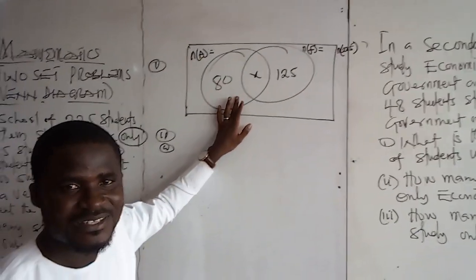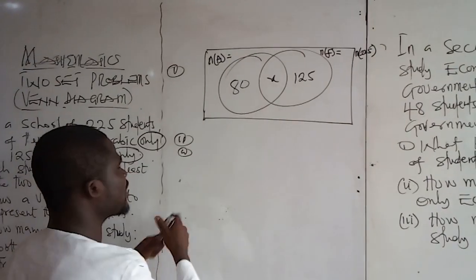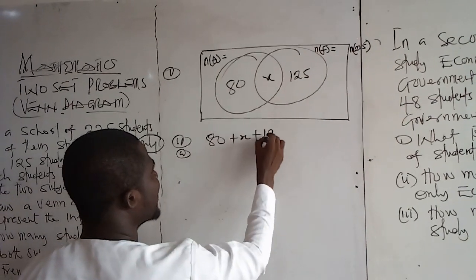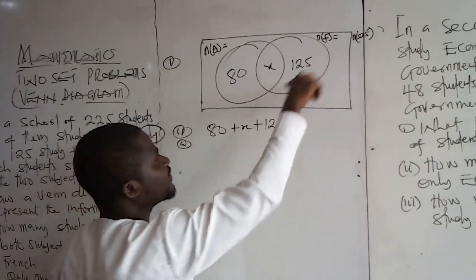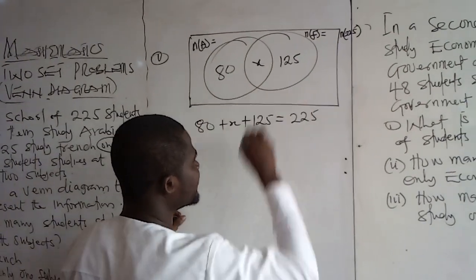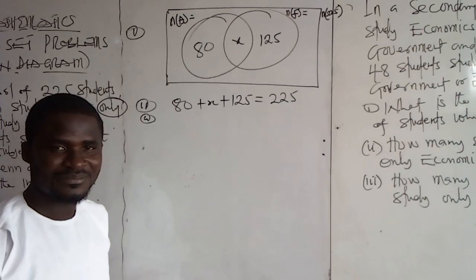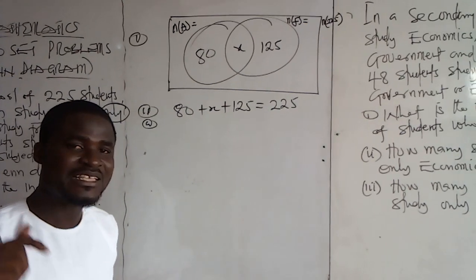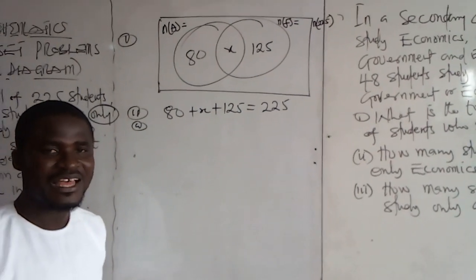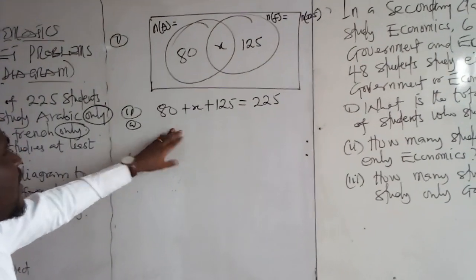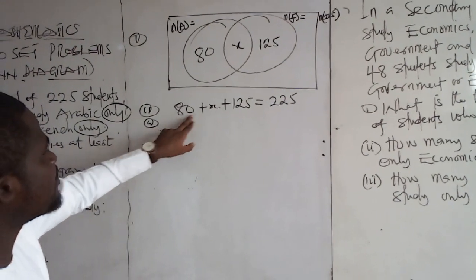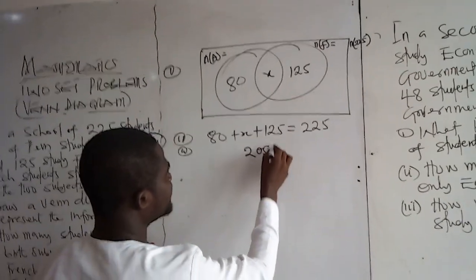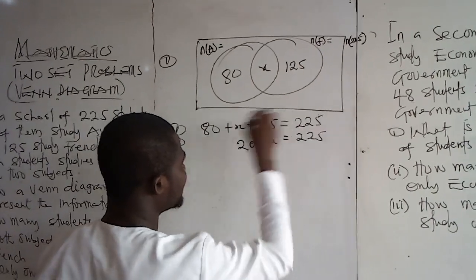So to find both subjects, it will be 80 plus x plus 125 equal to the total students, 225. And you are getting everything. That's good. If you have any question, if you don't understand anything, just give your question. I will answer you. Now, let's add 80 plus 125. It will give us 205 plus x equal to 225.